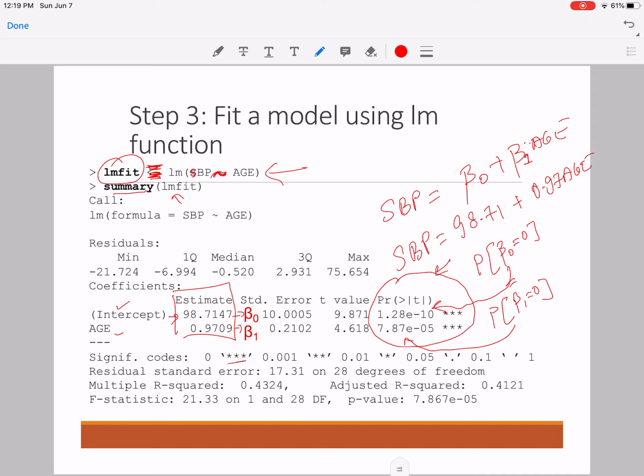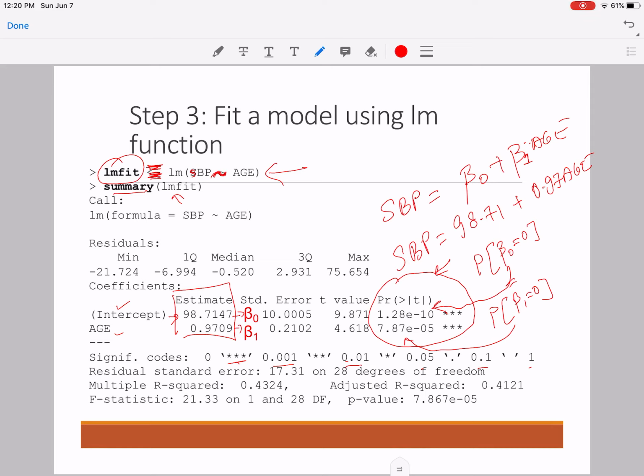So when you see a 3-star, that means it's all great. That's wonderful. Beta naught and beta 1 can be used to explain the dependent variable, systolic blood pressure in this case. If your value is 0.001, it is still good. 0.01 is good. 0.05 is where things go a little bit in a gray area. You may either accept your model or you may not want to accept your model. And other significance codes like 0.1 and 1 should be avoided altogether.